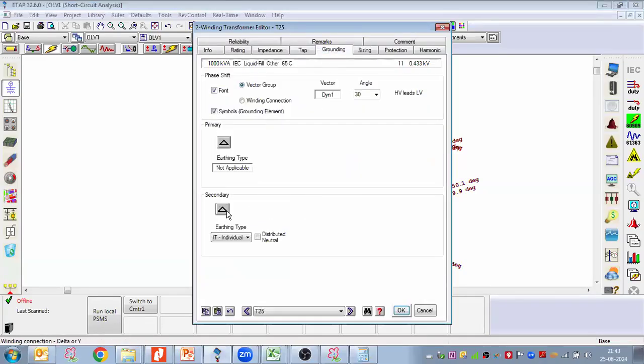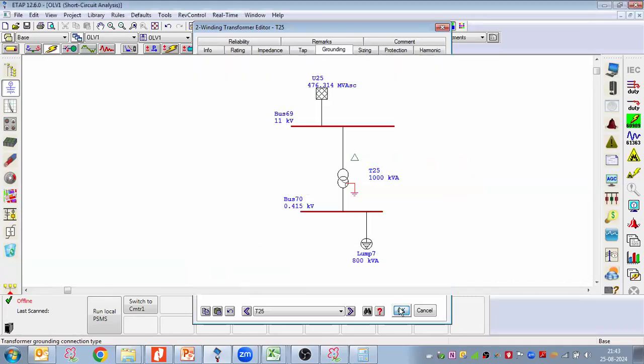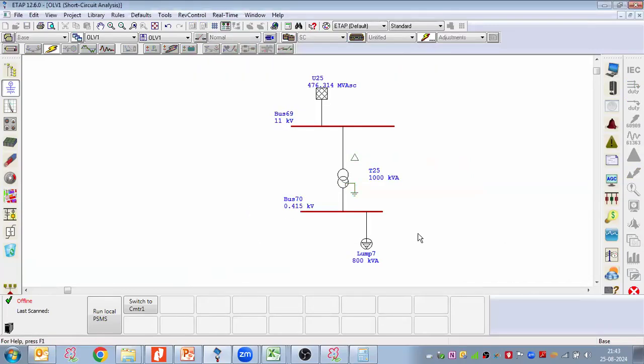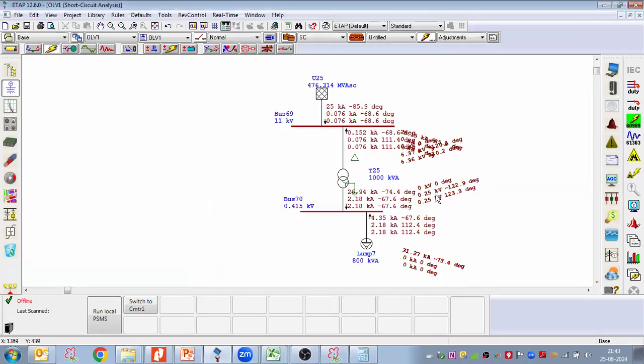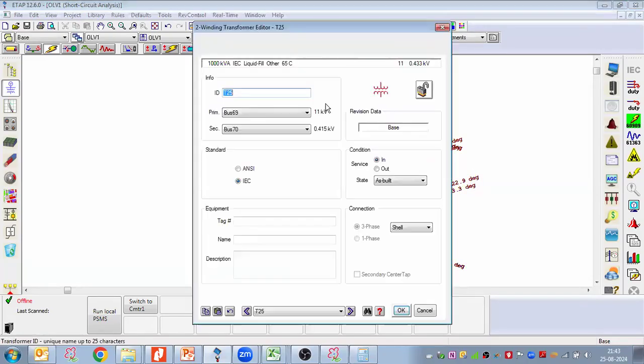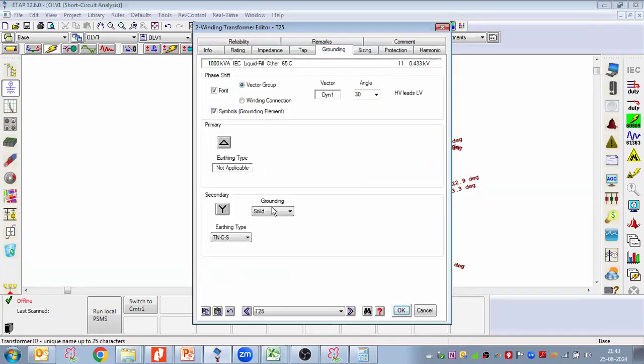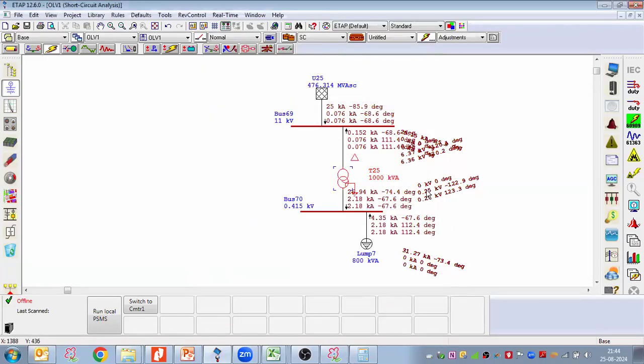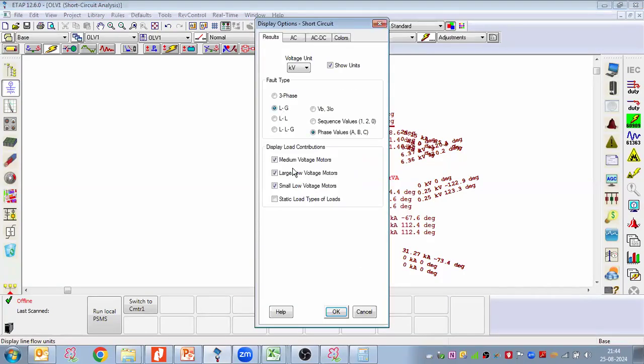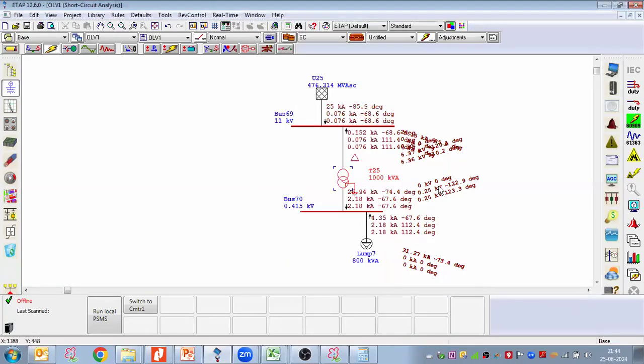I'm going grounding, taking a star, but now going to the solid grounding. Click OK. Run again. What is 250, right? Isn't it? So now I'm going with the solid grounding. 250 voltage is coming, and this is 0 kV because the fault happened here, and we are taking a line to ground type fault, right? Is it fine?